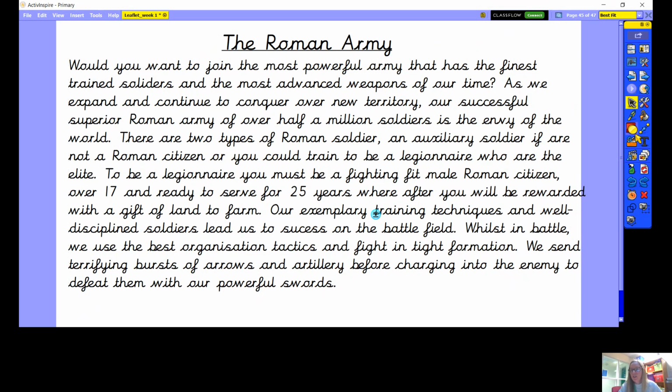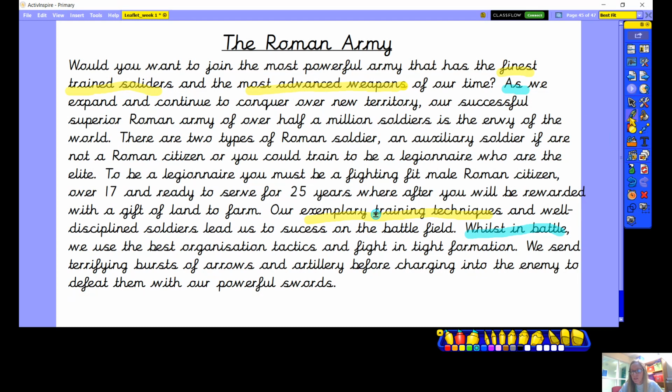Okay, so just to highlight a few of our features then that I've used today from our learning objective and our signs of success. So we've got some noun phrases: finest trained soldiers, most advanced weapons, exemplary training techniques there. So there are more there, but there are just a few examples. I can see that I've got a fronted adverbial here. I started at the top here with as, and I've got a nice complex sentence there.